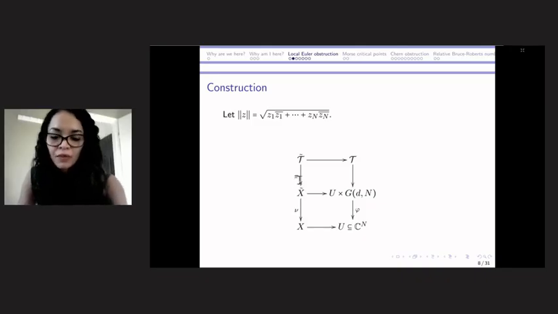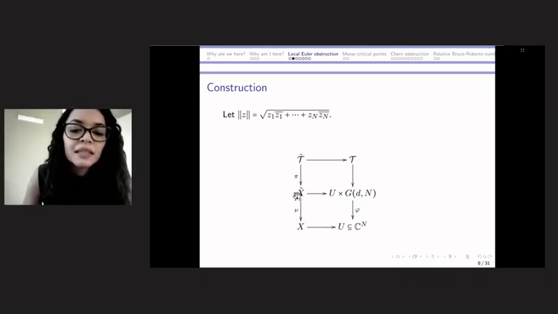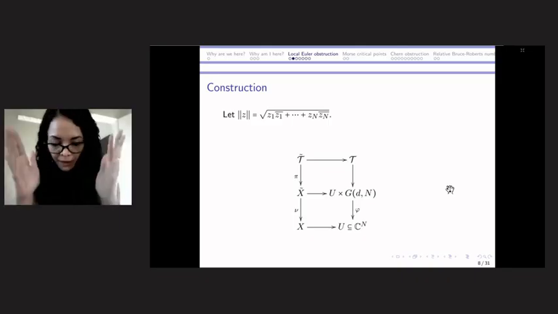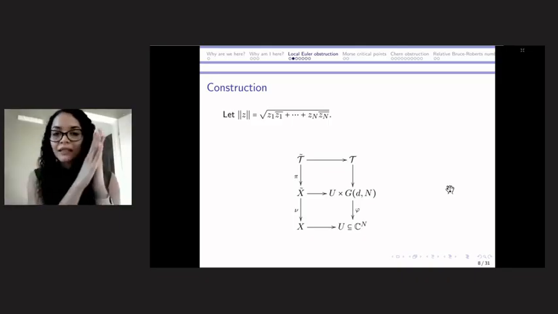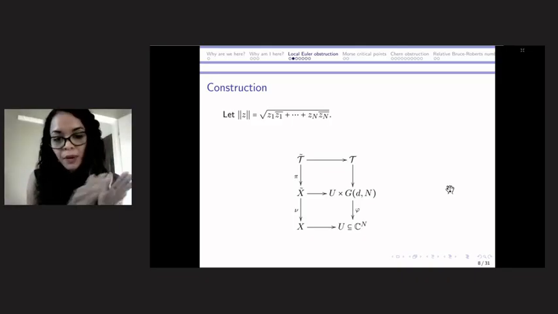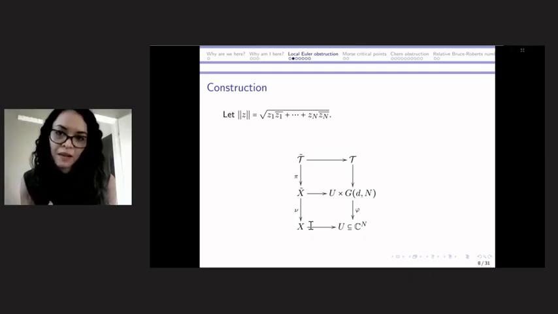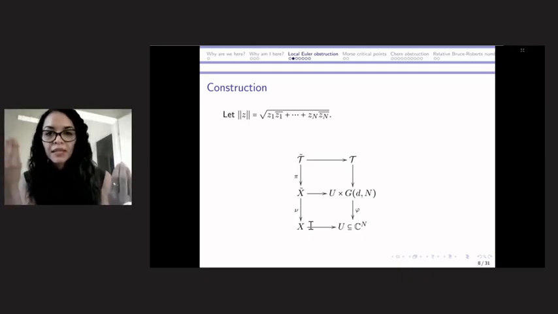So in the Nash modification, the elements are points in the following pairs. In the first entry, we have a point in X. And in the second entry, we have a d-plane. If the point is a regular point, we put in the second entry the tangent space to the regular part at that point.